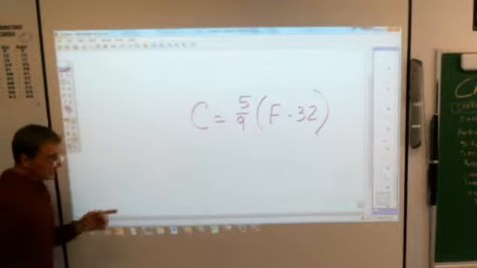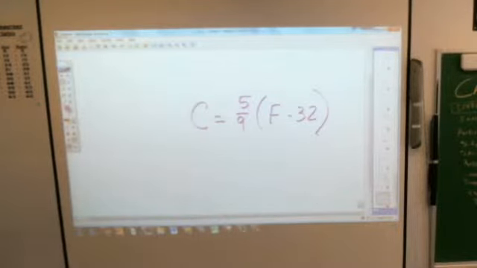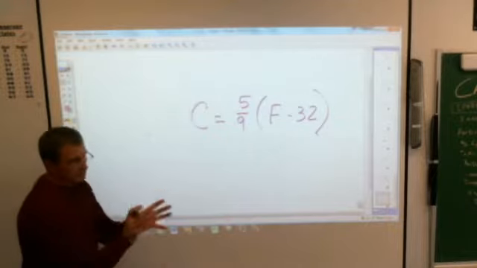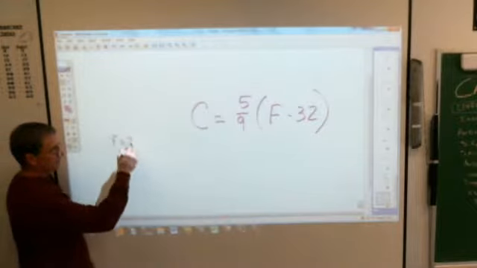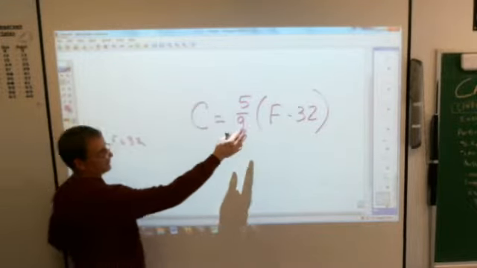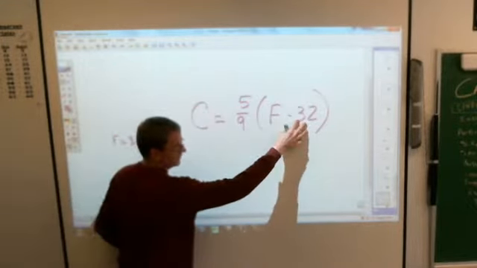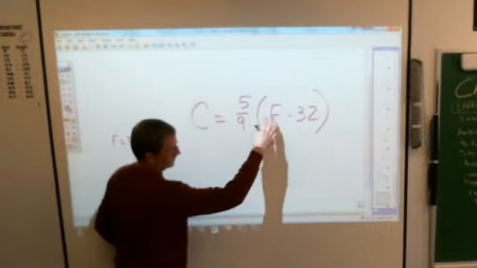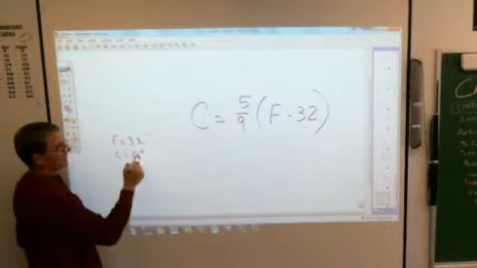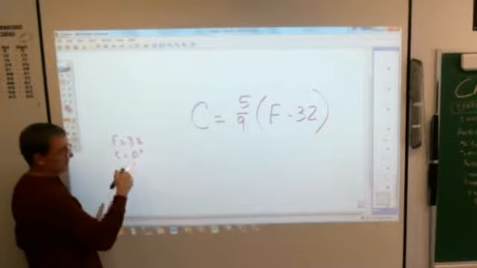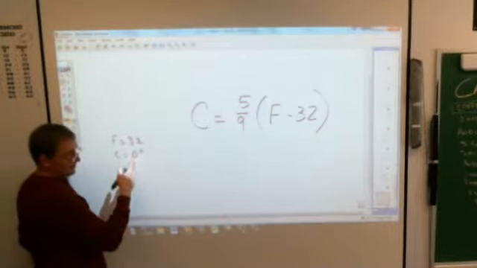Which means, in that case, if you know Fahrenheit, you can solve for Celsius, right? Let's just play it for fun. If Fahrenheit equals 32 degrees, and I put 32 in for this, 32 minus 32 is 0, and 0 times 5/9 is 0, so Celsius would equal 0 degrees. And that's why freezing is 32 degrees Fahrenheit, and 0 degrees Celsius.